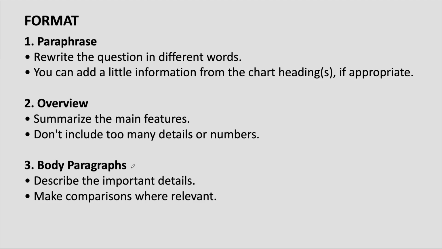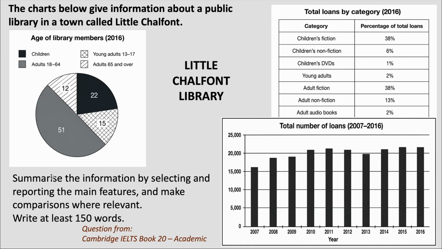We'll begin with the basic format. First, we paraphrase the question, then we write the overview, and finally, we write the body paragraphs where we describe the important details. Remember what the question asks for. Summarize the information by selecting and reporting the main features and make comparisons where relevant. This means we don't describe every single piece of information. We select the main features, report them, and make comparisons when possible.